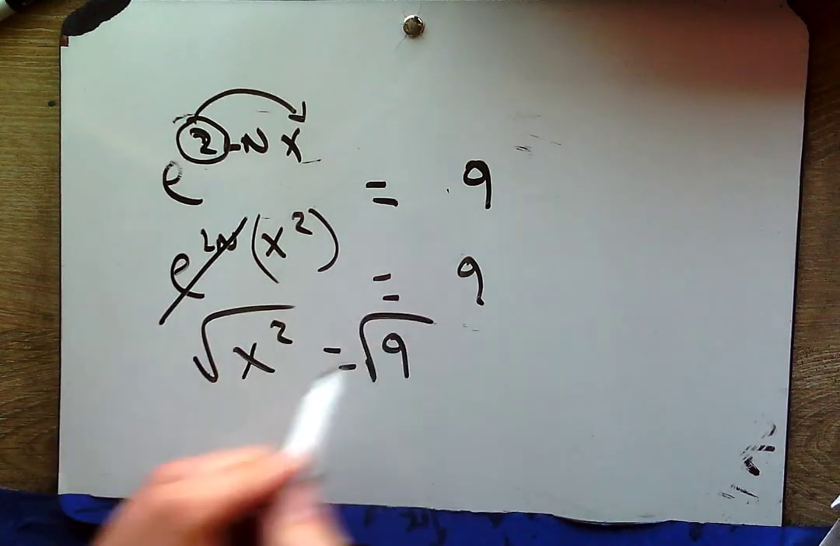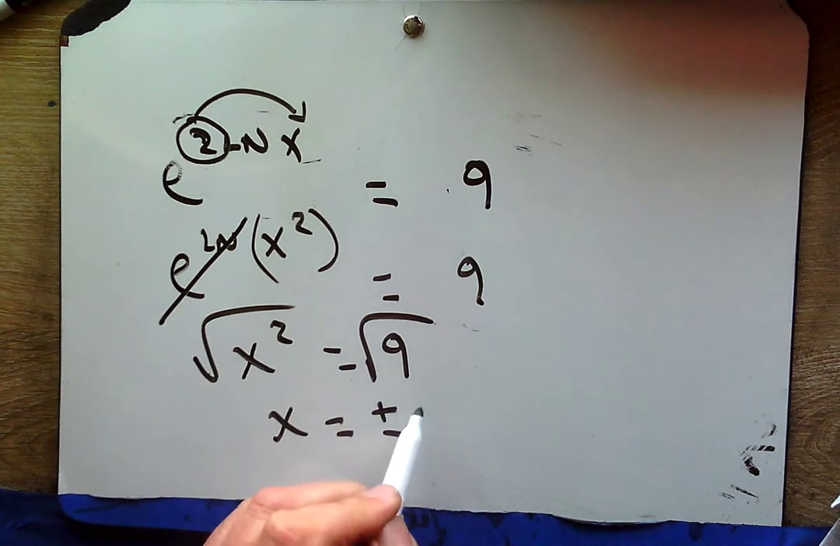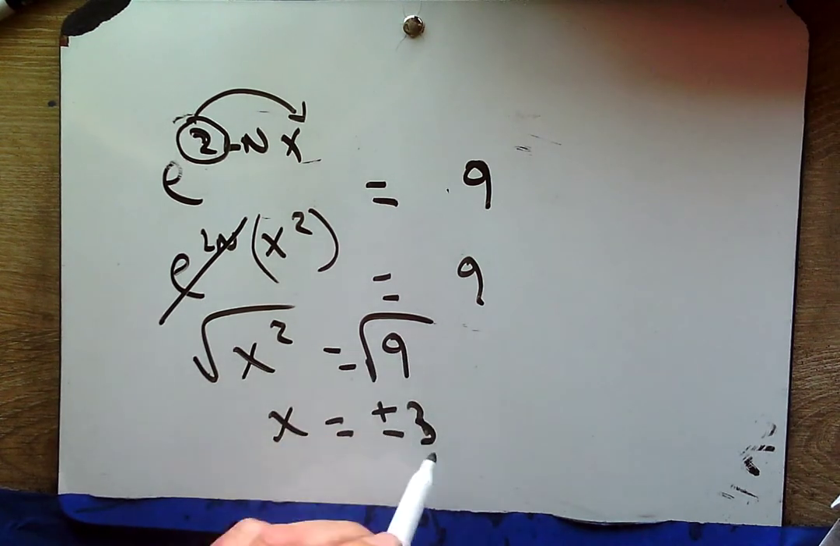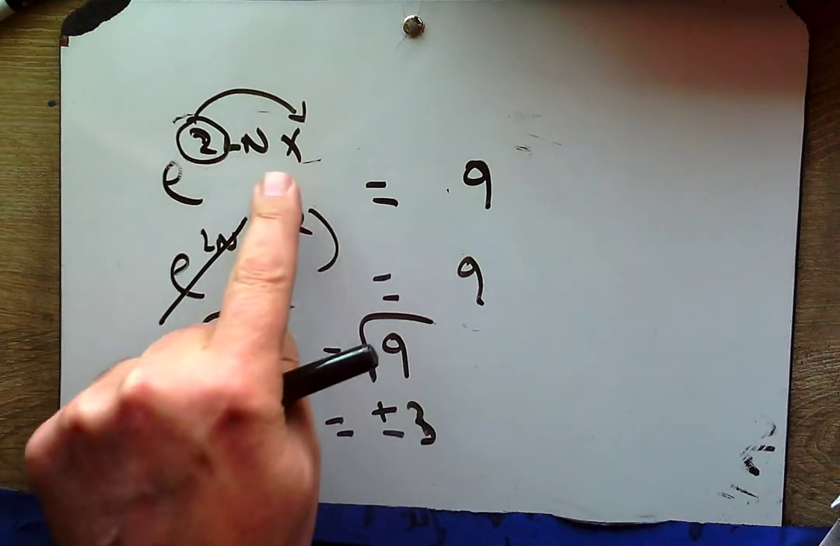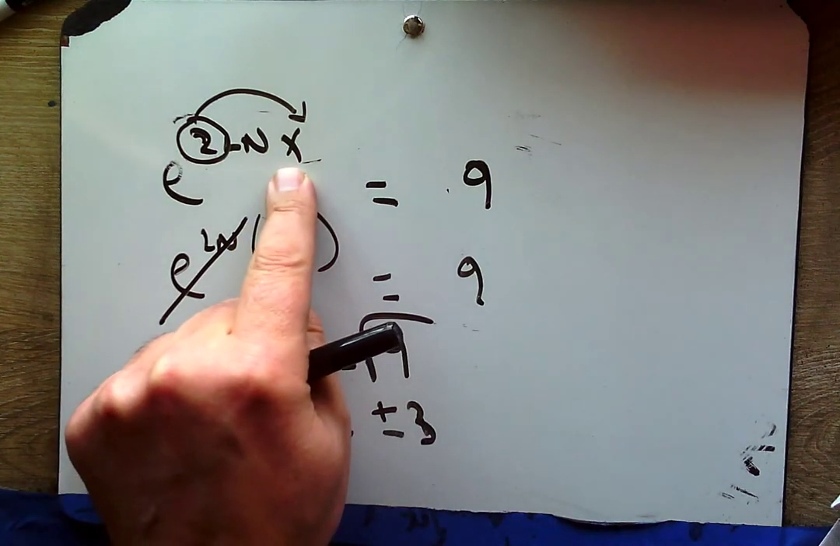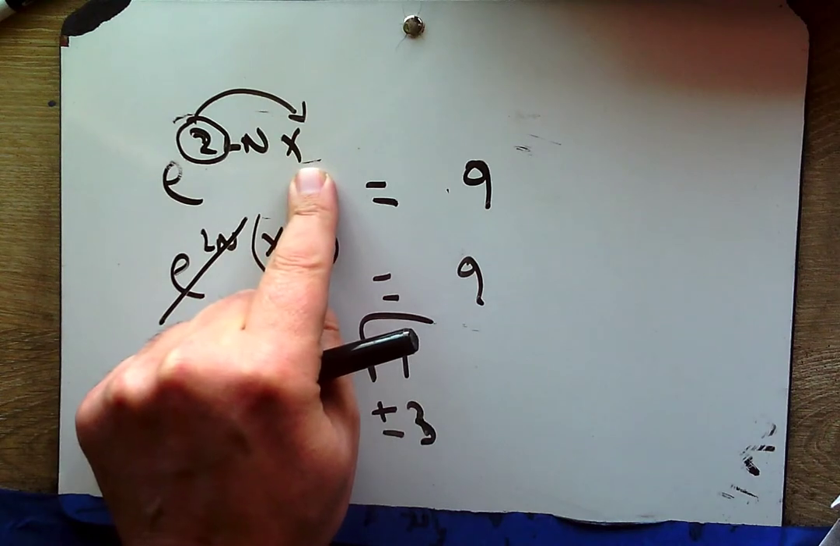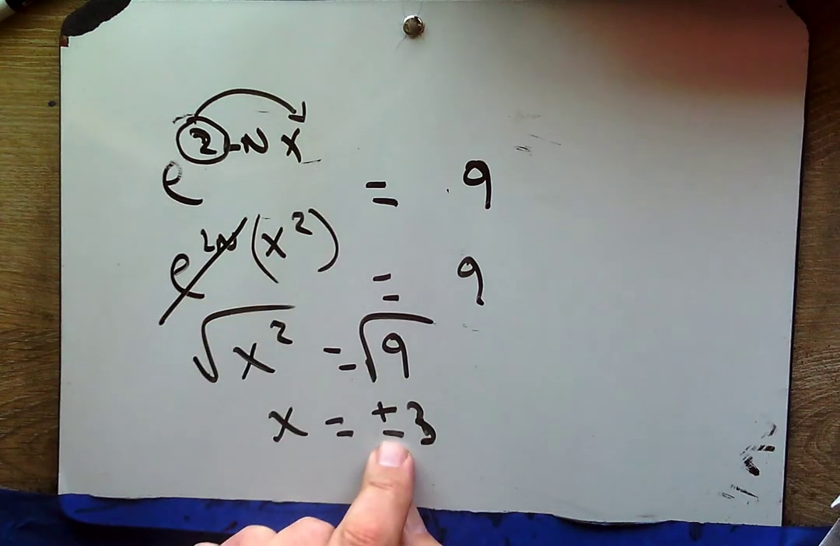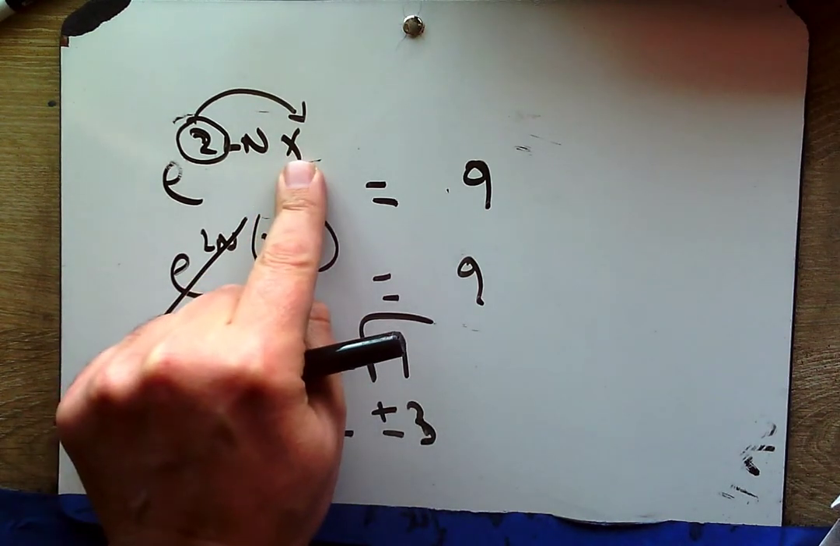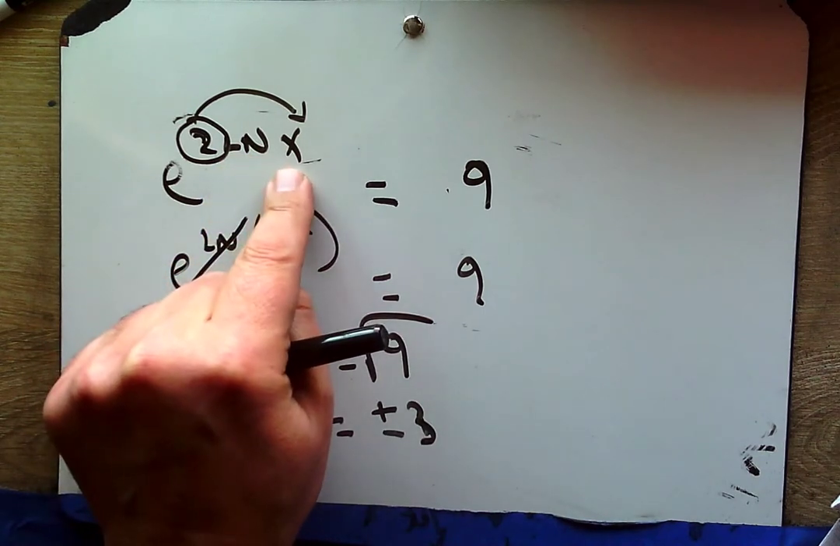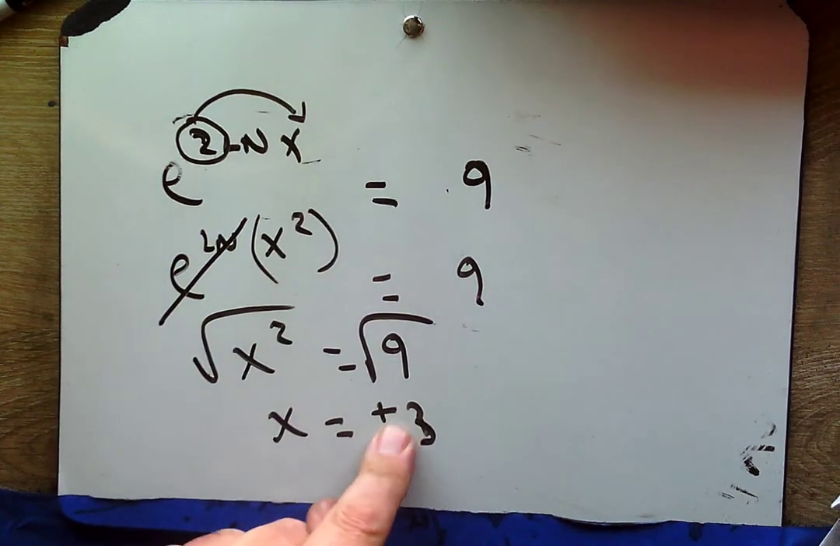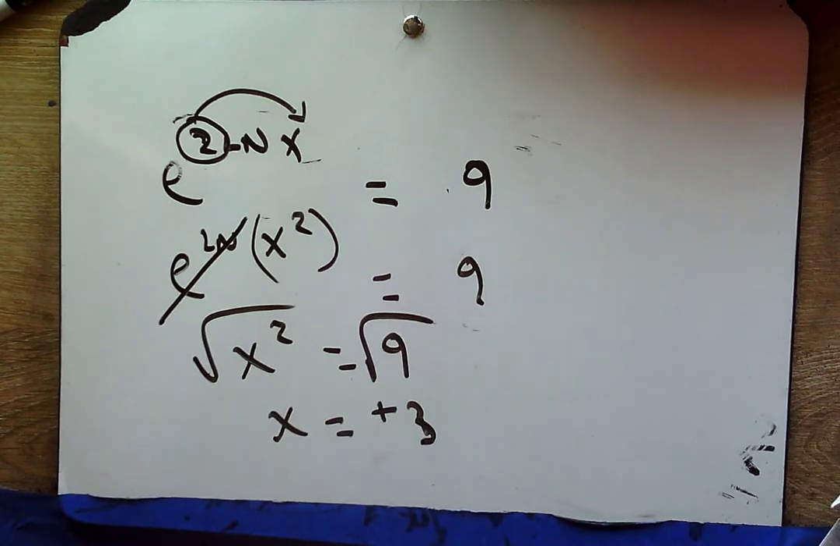If I take the square root of both sides, don't forget you have that plus or minus, and the square root of 9 is 3. If I plug in a positive 3 here, sure, I get ln of 3, no problems. But if I take this negative 3 and plug it in here, then I'm trying to take the ln of negative 3, and that just doesn't work. So I only have one solution here, x equals 3.